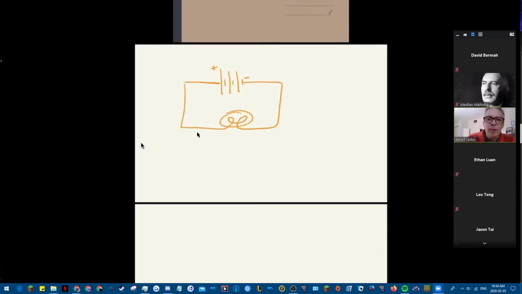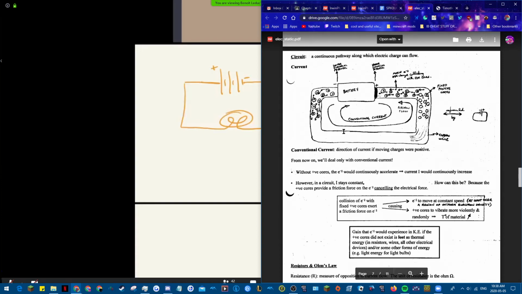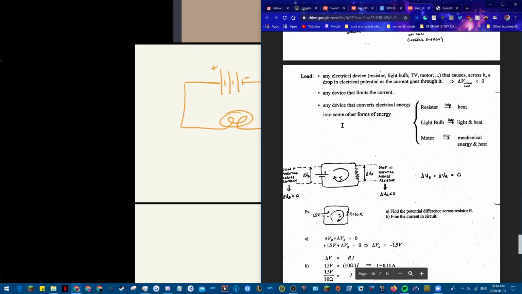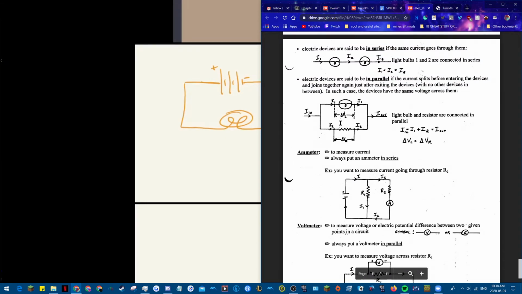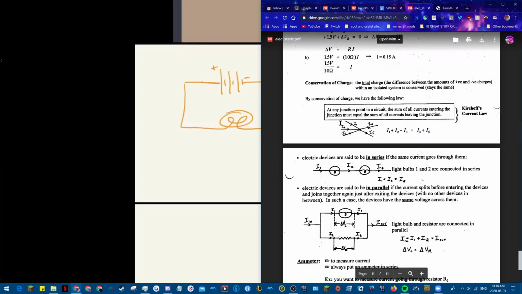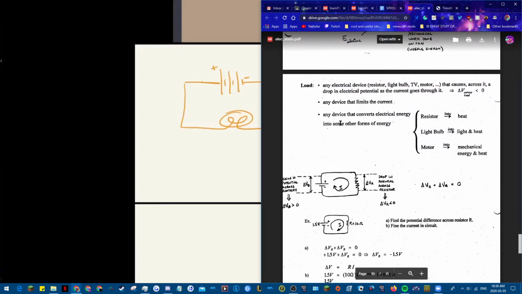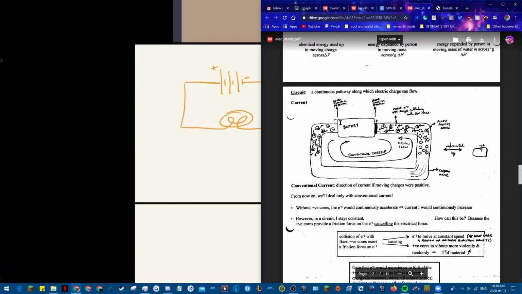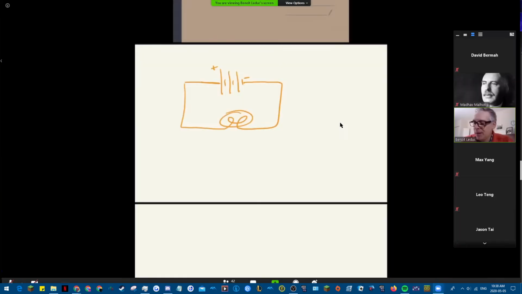Does anyone remember what this is here? Yeah, Max. I don't exactly remember what it's called, but it's like the resistance thing. Okay, it does offer resistance, but it's a specific electrical device. So anyone else here? Jason. A light bulb. Yeah, a light bulb, right? Remember, that's a filament here.